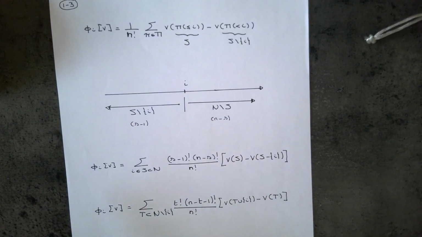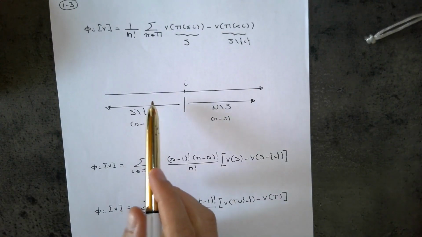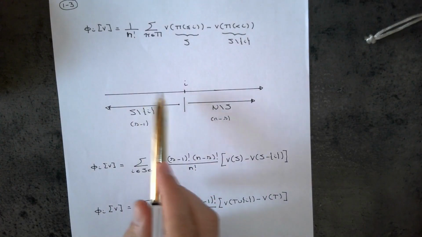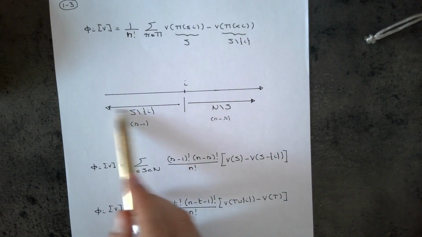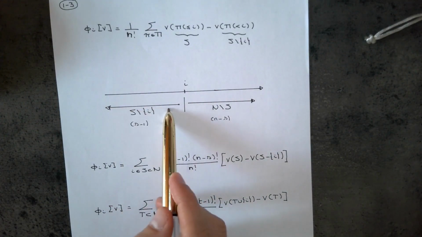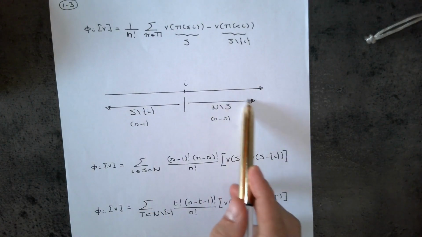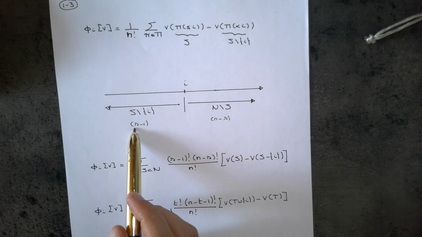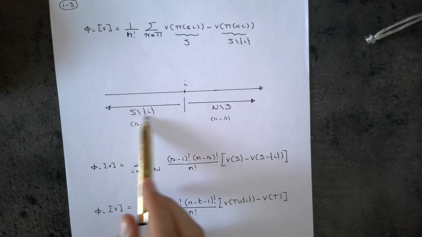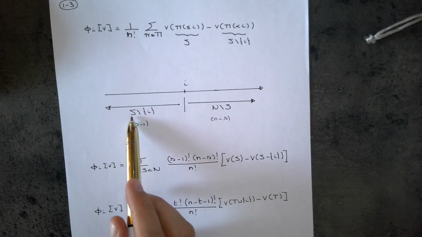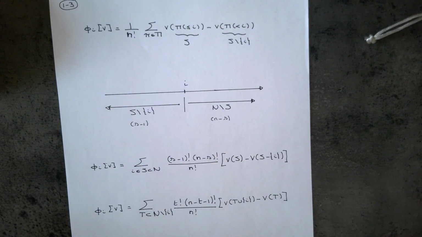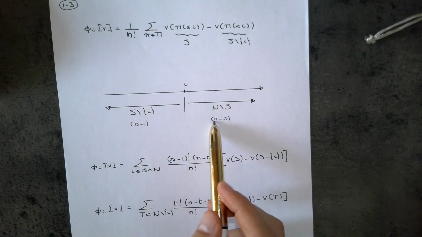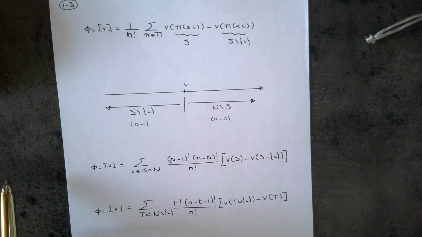And you would try to see how many of all the permutations have the property that all these players arrived before i, and all these players arrived after i. Well, here there are s minus 1 people in the set. Okay, small s is here the cardinality of the set S. And in this set, there are n minus s players.